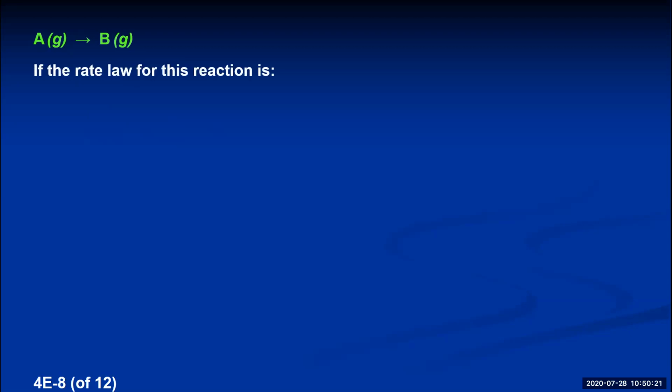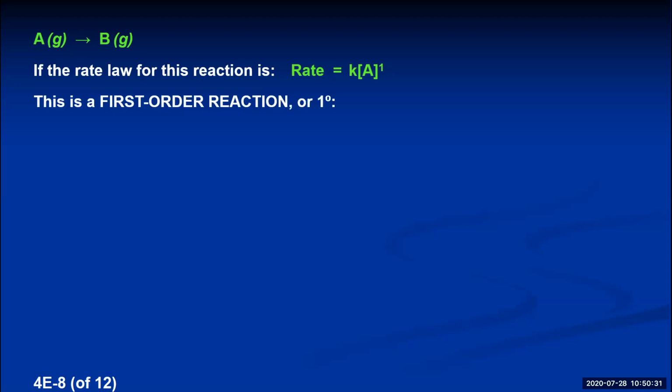Now, what if the rate law for this reaction was rate equals k times the concentration of A to the first power? In this case, this is a first order reaction, and we would abbreviate that by writing 1 with a not sign above it. That's read first order. And when you want to write a first order reaction rate, just like we have the rate law above in green, I could be more specific with the word rate. What is that? That's the rate of either appearance of B or the disappearance of A.